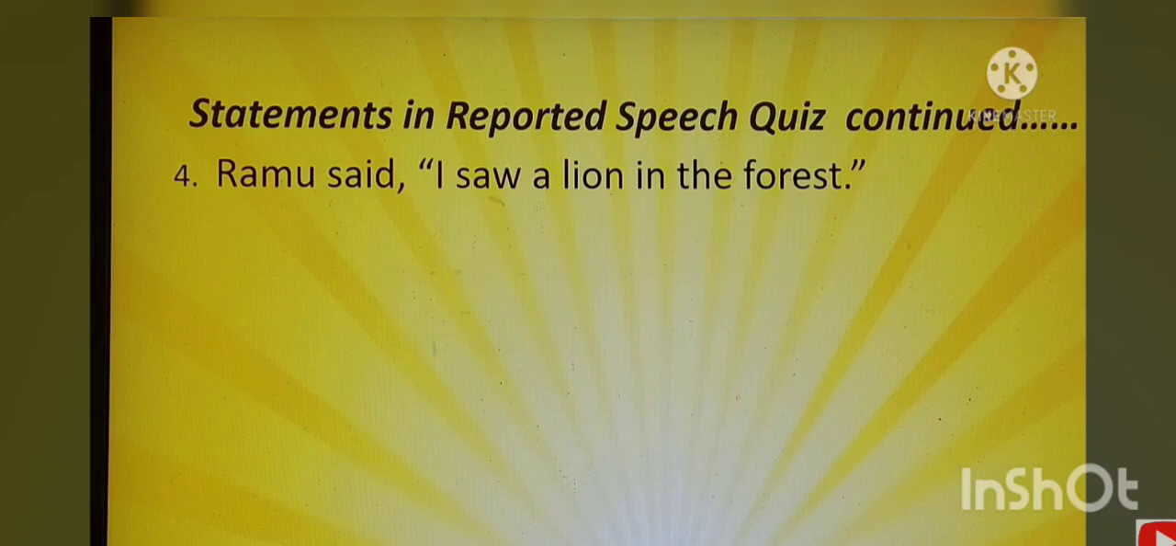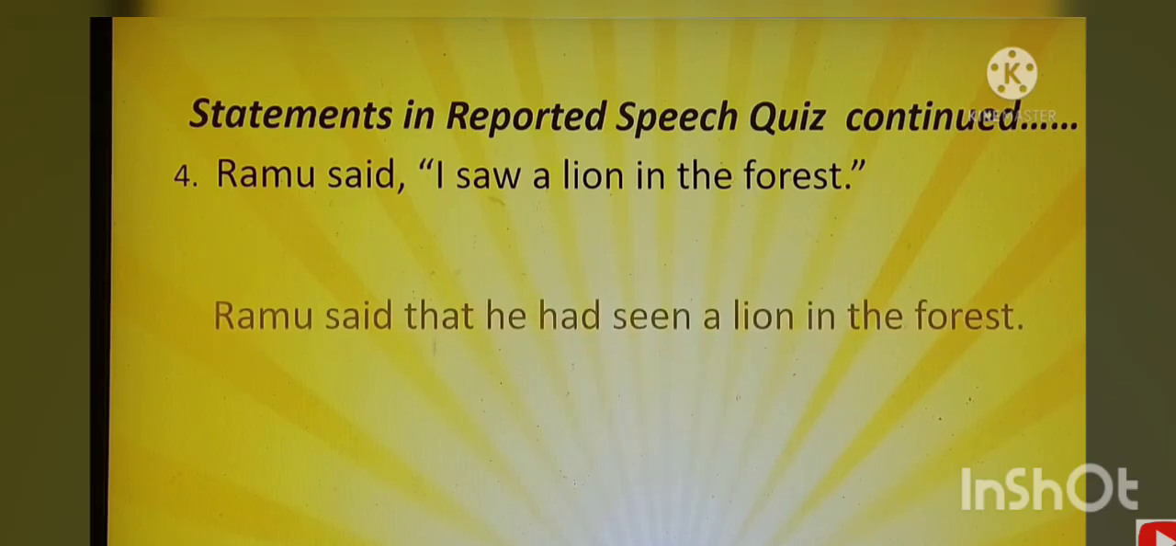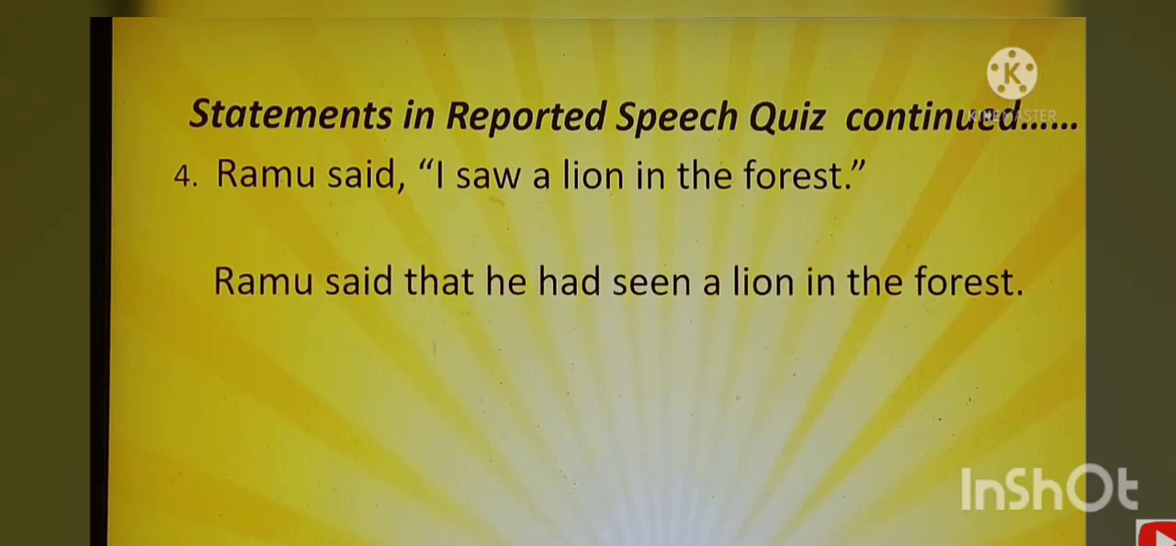Ramu said, "I saw a lion in the forest." Write your answer. What's your answer? Yeah, this one? Ramu said that he had seen a lion in the forest. Saw, simple past becomes the past perfect, had seen. Remember this?